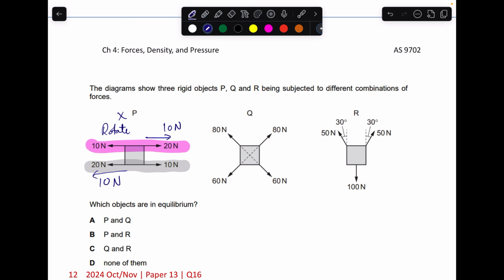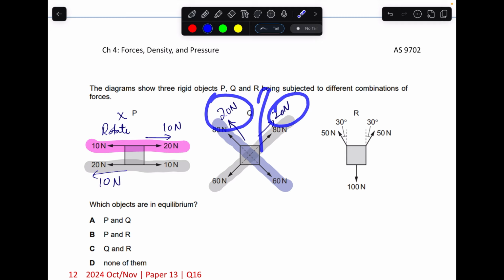Okay, if I resolve this thing, I can simplify these two. If I simplify these two, they are anti-parallel. This will give you 20 Newton. If I simplify these two, this thing will give you in this direction 20 Newton. Okay, so these both, 20 Newton and 20 Newton, will have some resultant force. So this thing will also move. It will not be in equilibrium.